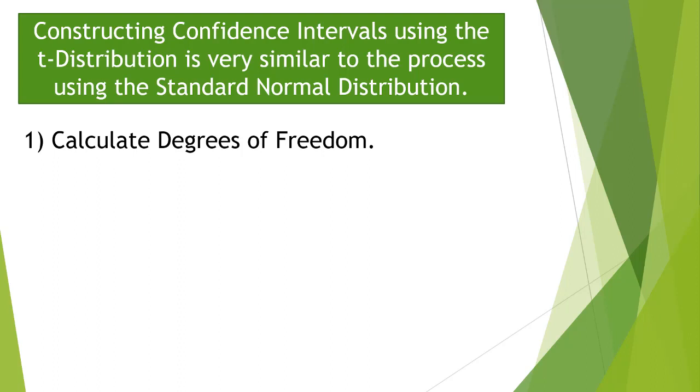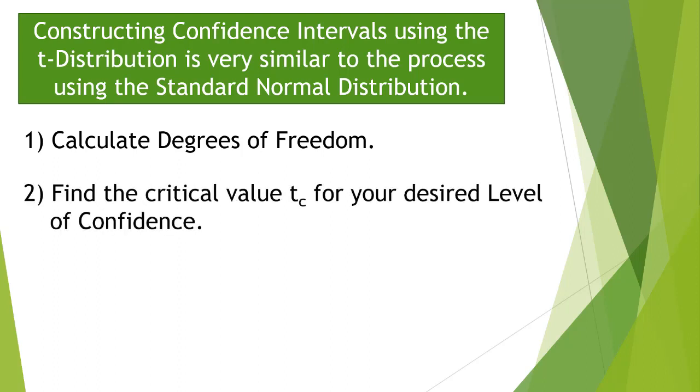Next thing we're going to do is find our critical value, TC. We're going to do that by using the degrees of freedom along with our level of confidence and finding where those two meet, where that row and that column meet. That will be your critical value.